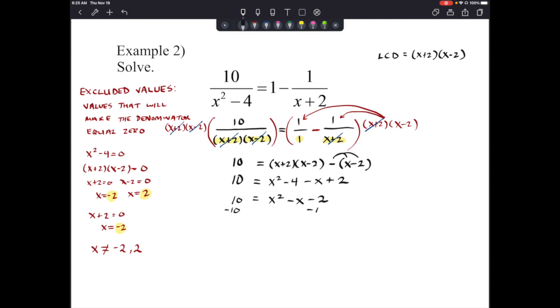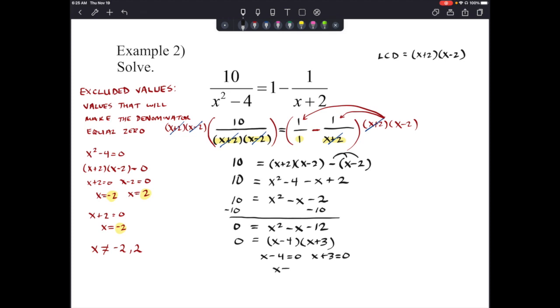And then we'll subtract that from each side. And now we've got not 10, we've got 0, right? 10 minus 10 equals 0. And that would be x squared minus x minus 12. And when we factor that, that should be an x minus 4 and an x plus 3. Set each of those equal to 0.